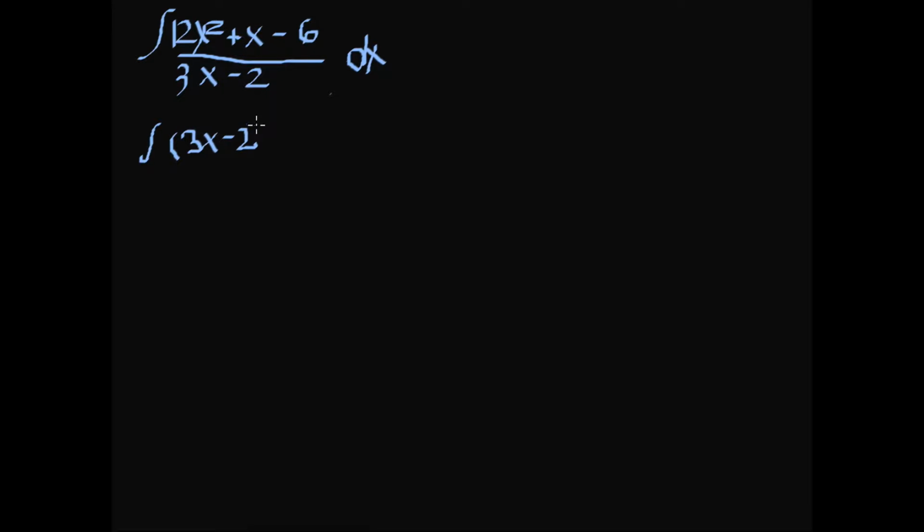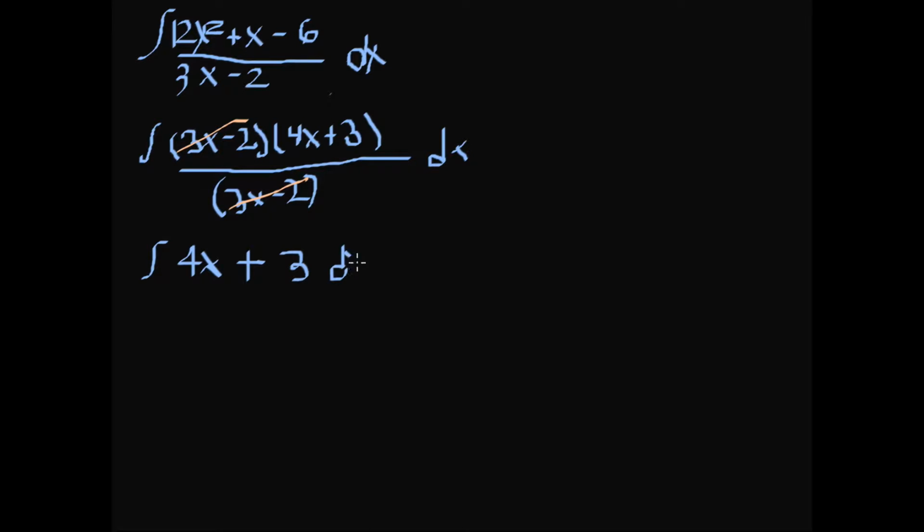The first thing we need to do is factor the equation in the numerator, and that will give us 3x minus 2 and 4x plus 3. Since we have 3x minus 2 in the numerator and denominator, we can eliminate it, and we are going to be left with 4x plus 3.